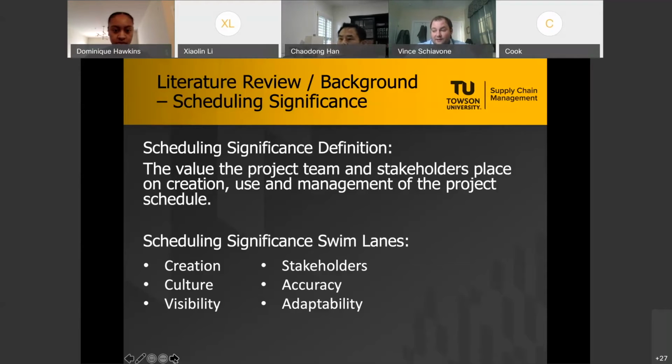And then within this pillar, we found that there would be 6 swim lanes that we could test industry to score a project based on how significant the schedule was and how it was used. Next slide, please.